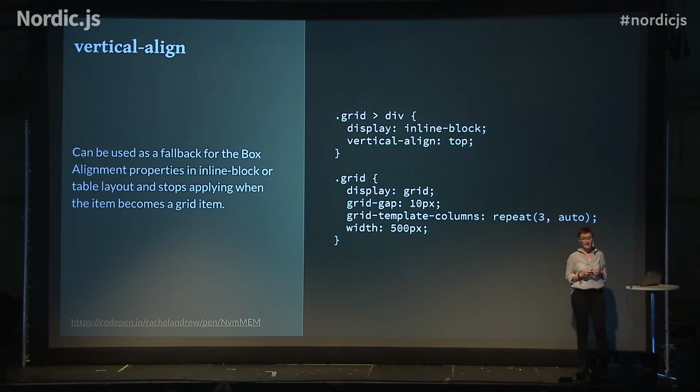And the same with vertical align, which you can use with table cell and inline block. Once the thing becomes a grid item, that stops taking effect, so you can start using the box alignment properties instead.